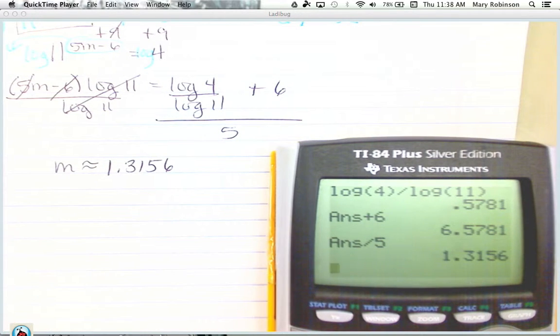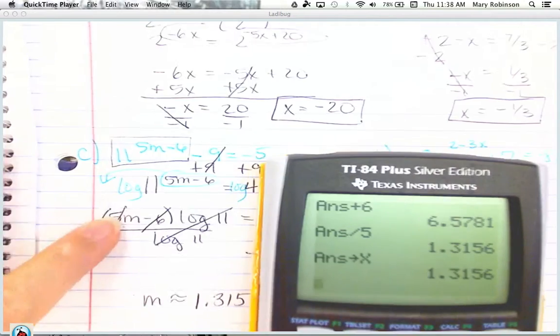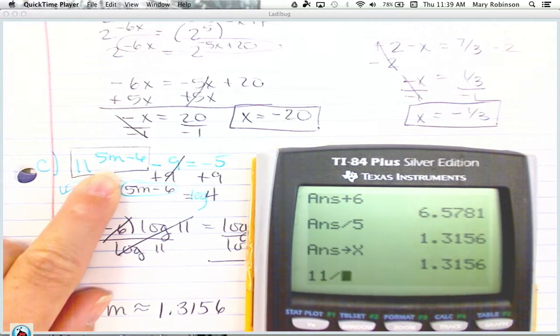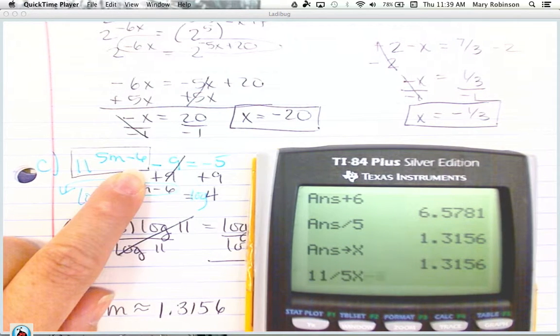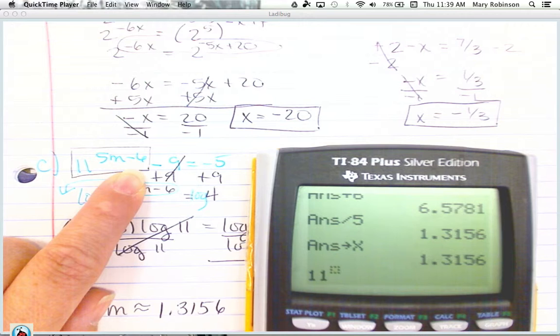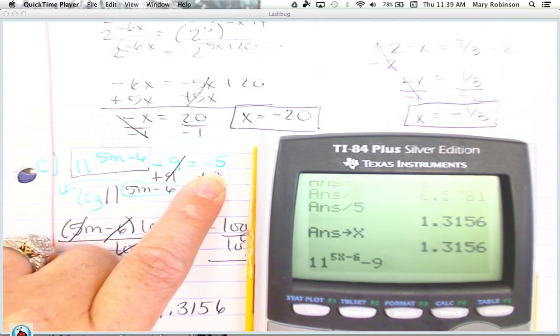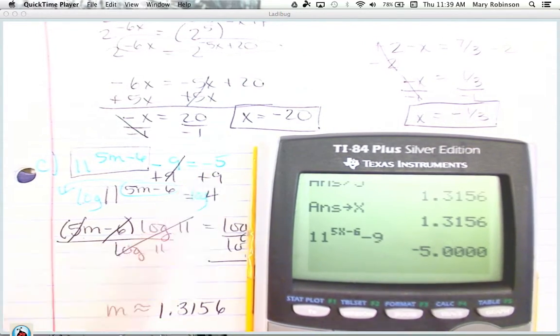So let's check our answer by storing that as our x. And then we want to go in here and type this in. 11 to the 5x minus 6. Oops, typed that wrong. 11 to the 5x minus 6. Then come down and subtract 9. If our answer is correct, it will equal negative 5. And it does. That's negative 5.